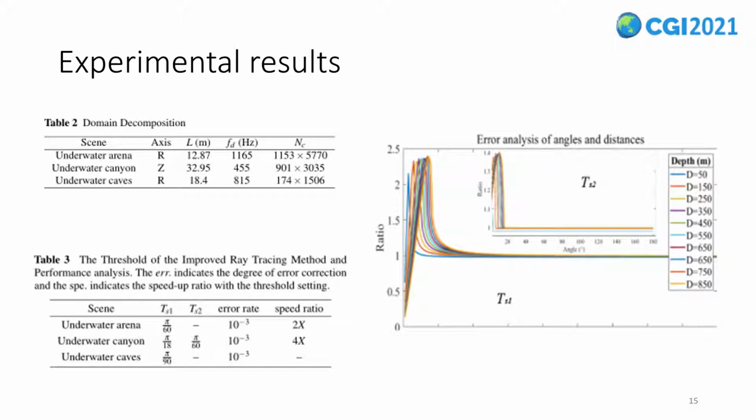High frequency. The right figure provides a basis for us to set a reasonable threshold. Table 3 shows the threshold Ts1 and Ts2 per scene, and the improved ray tracing algorithm is compared with the sub-algorithm in terms of efficiency and accuracy.